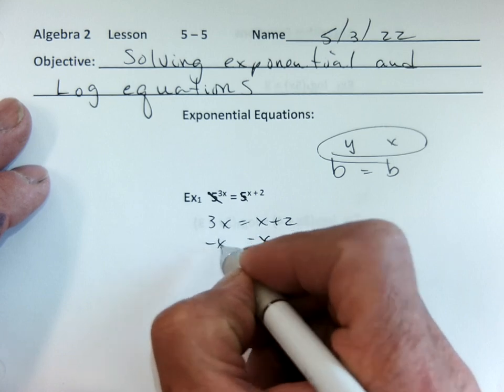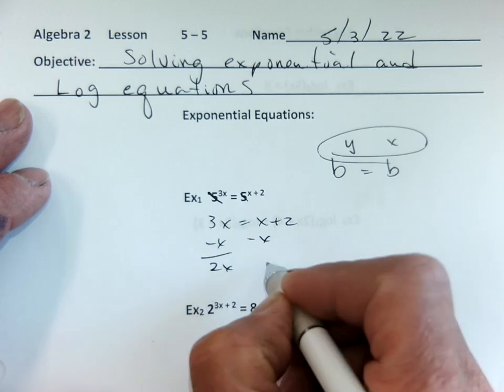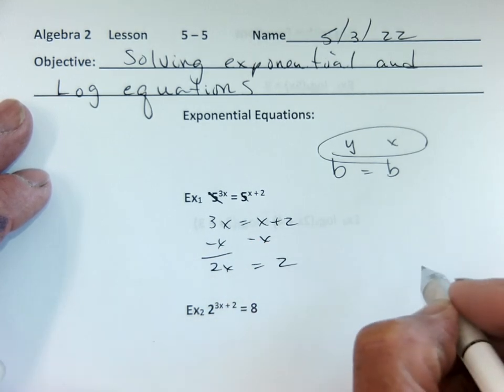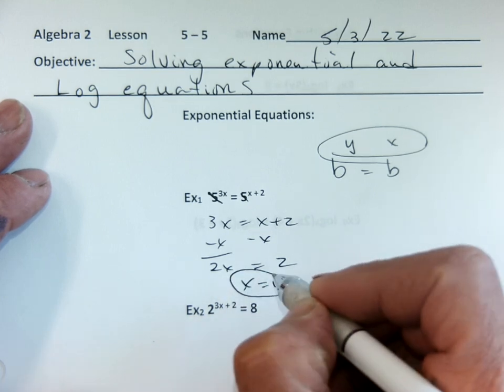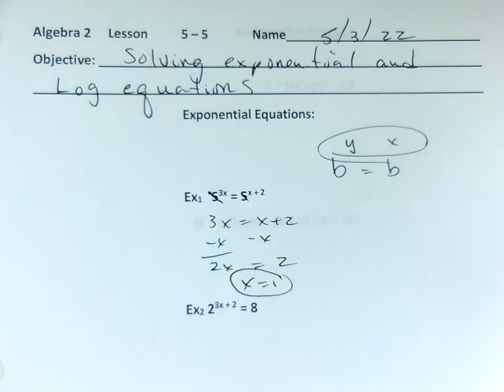Minus x, call it 2x equals 2. Divide by 2, and x is equal to 1. Okay, now we can check that problem. If I plug the 1 in, I have 5 to the 3 times 1 equals 5 to the 1 plus 2. And sure enough, we get 5 to the third equals 5 to the third. You get 125 equals 125. So it just makes sense, right?